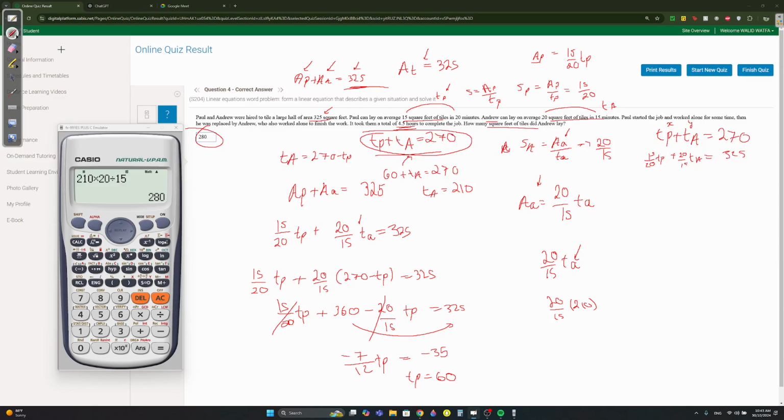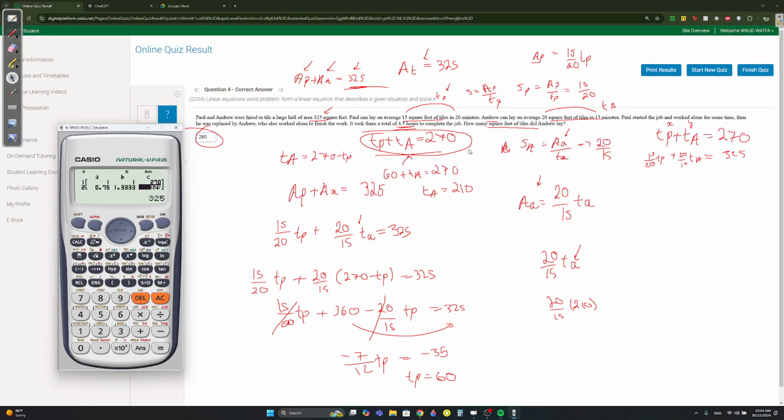If you get your calculator, mode 5, I don't know if every calculator has this. You have two equations. Let's call this A, let's call this B. So you enter 1, 270, then 15 over 20, and then 20 over 15.